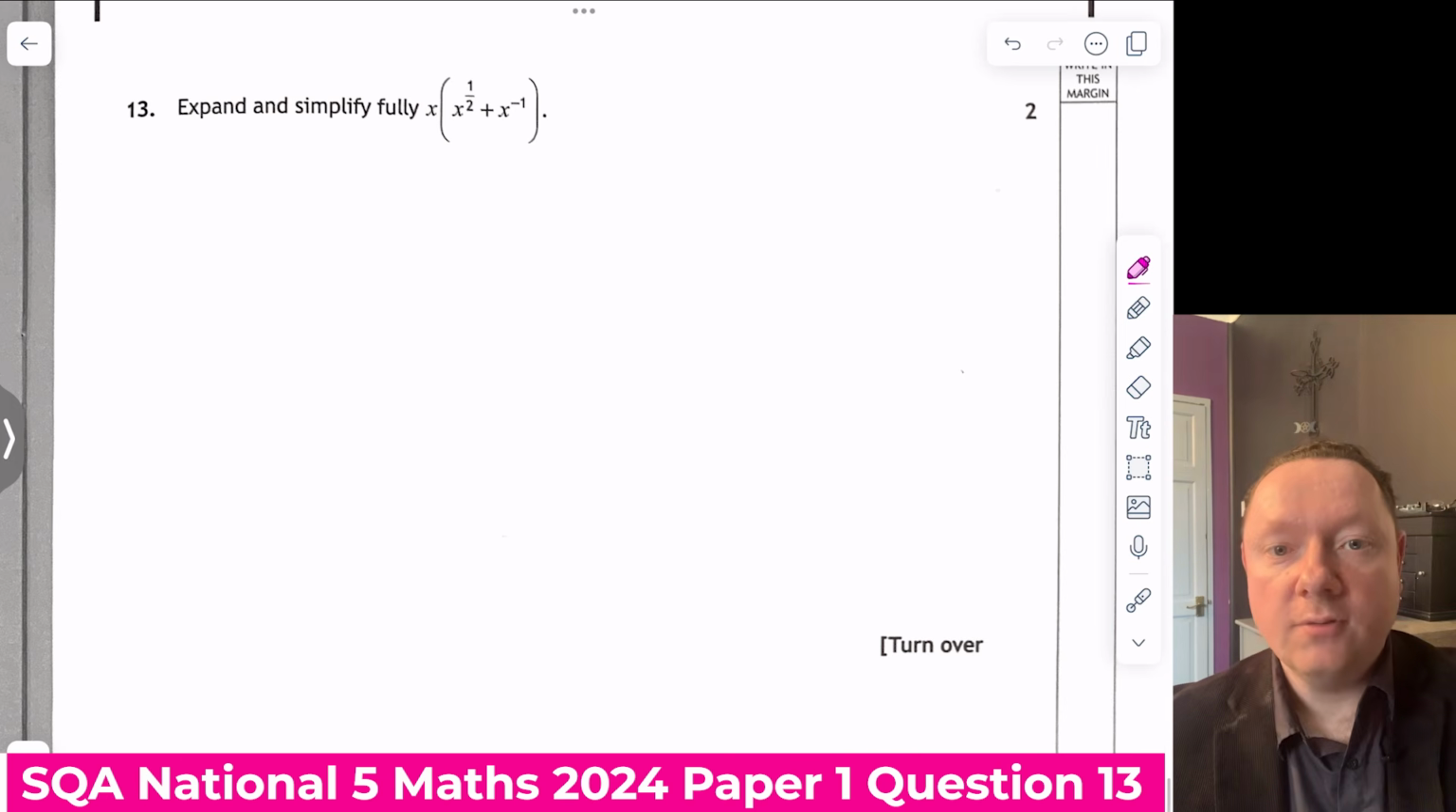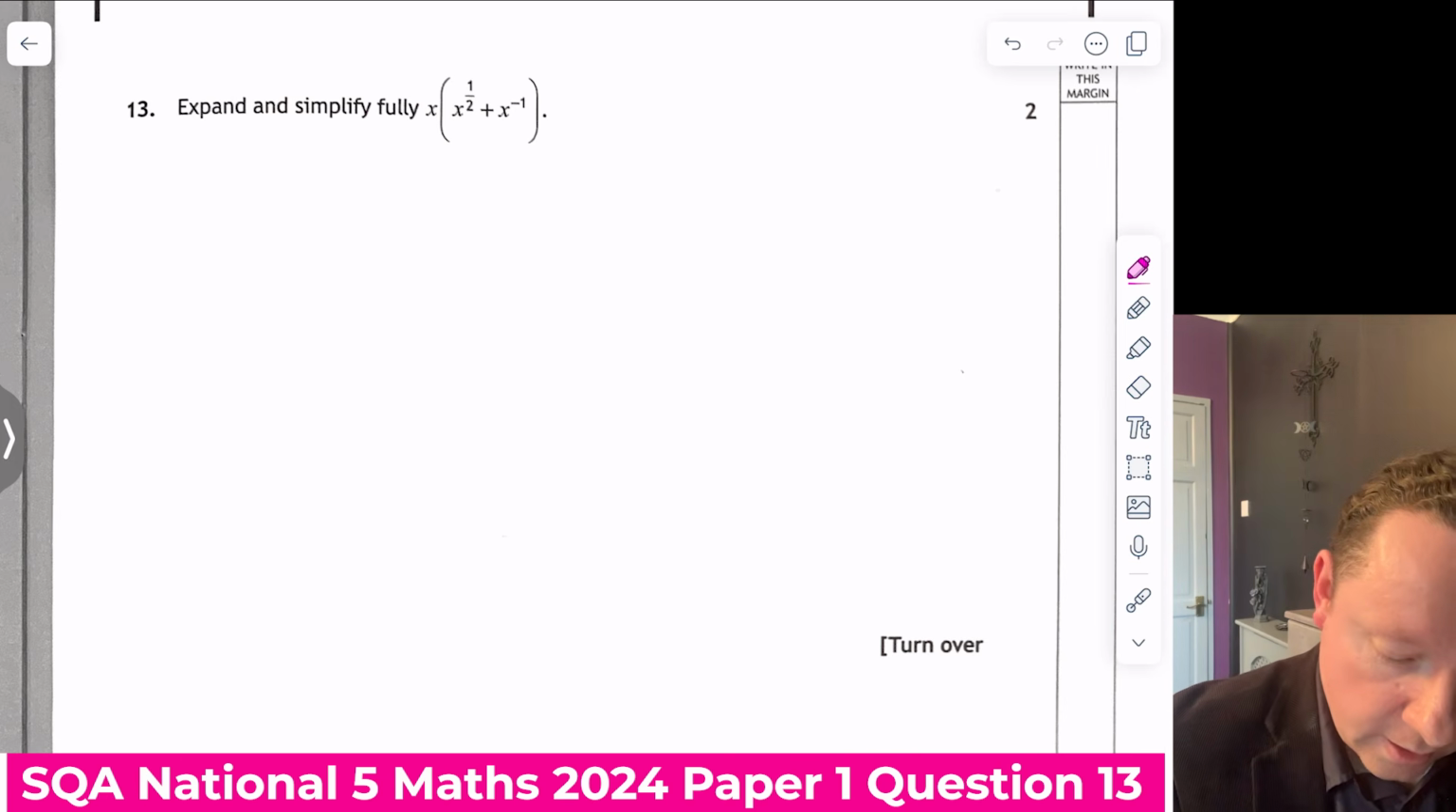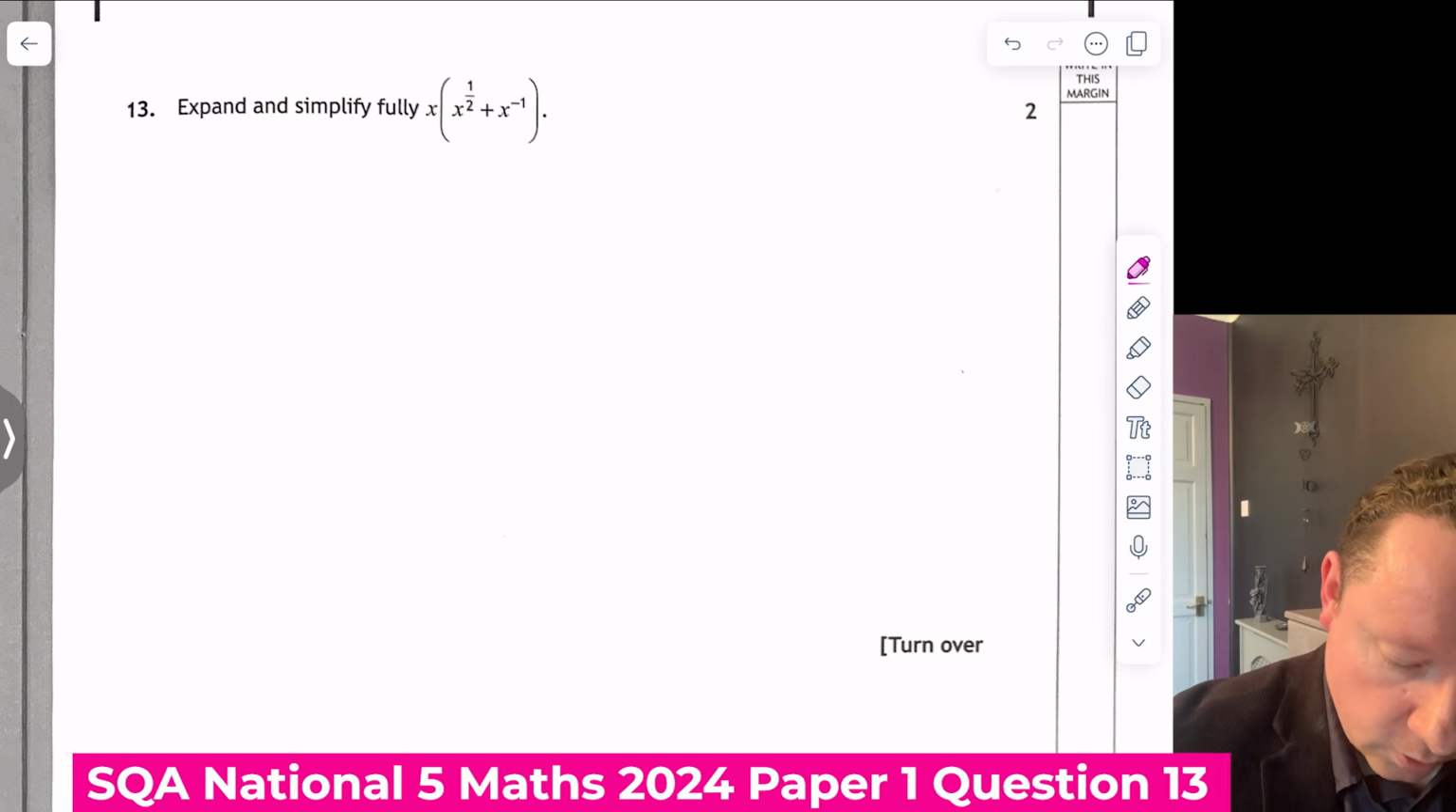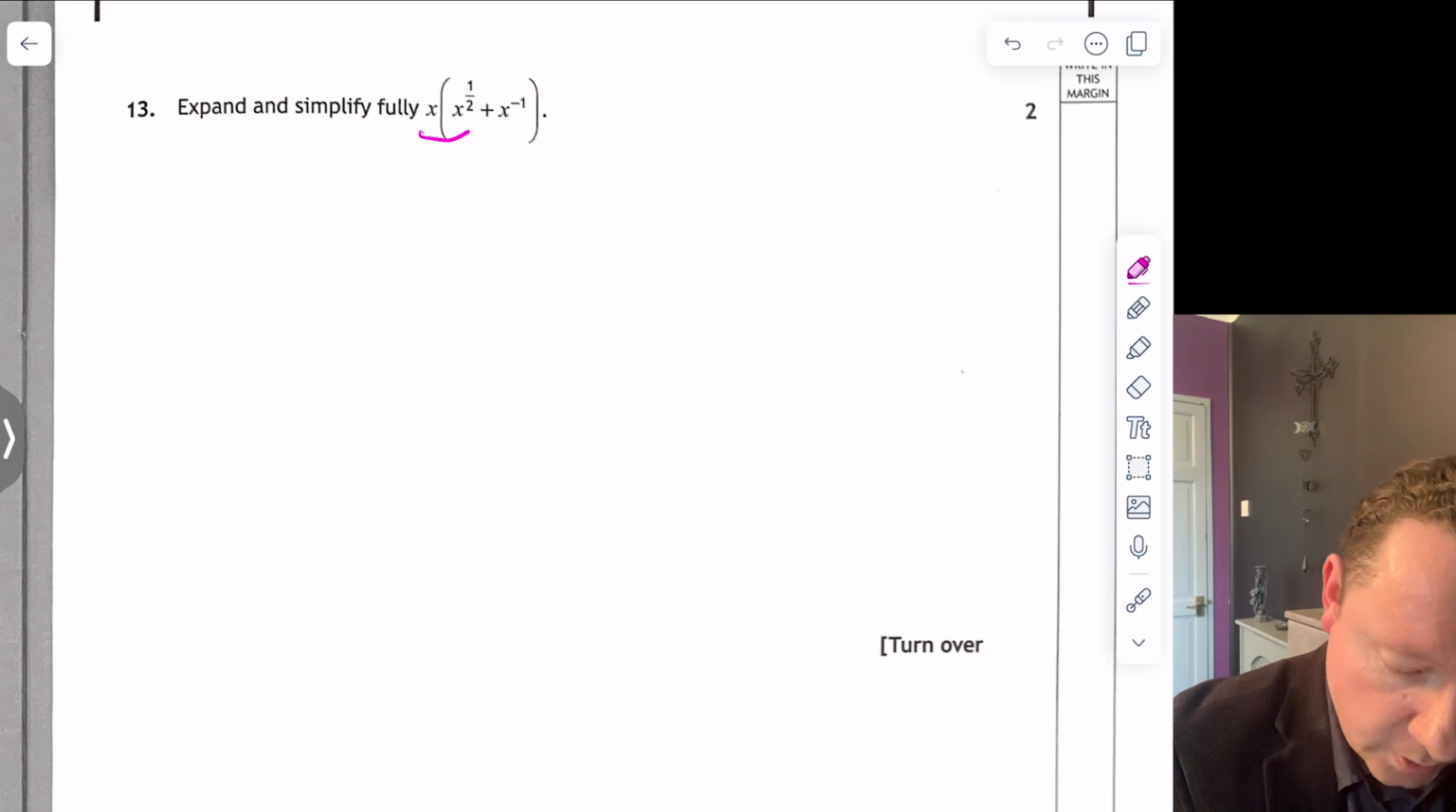SQA National 5 Maths 2024, Paper 1, Question 13. Expand and simplify fully. So I've got x times x to the half. So that's a power 1. So I add the powers. So that's x to the 1 plus a half, which is 3 halves.